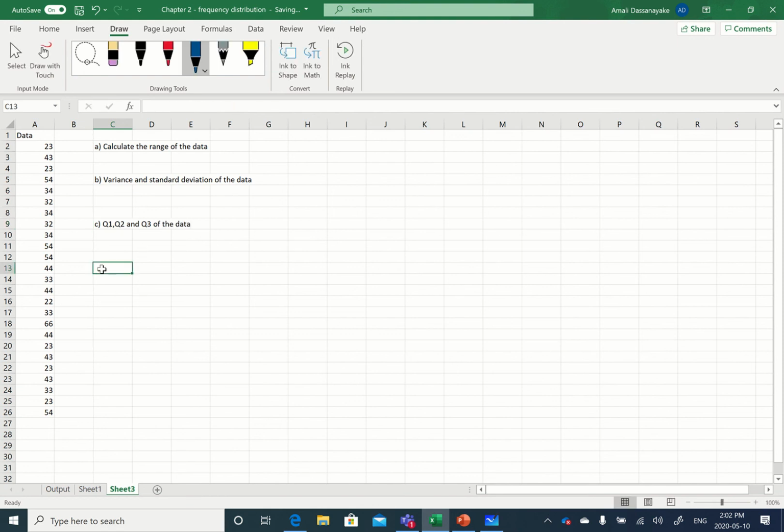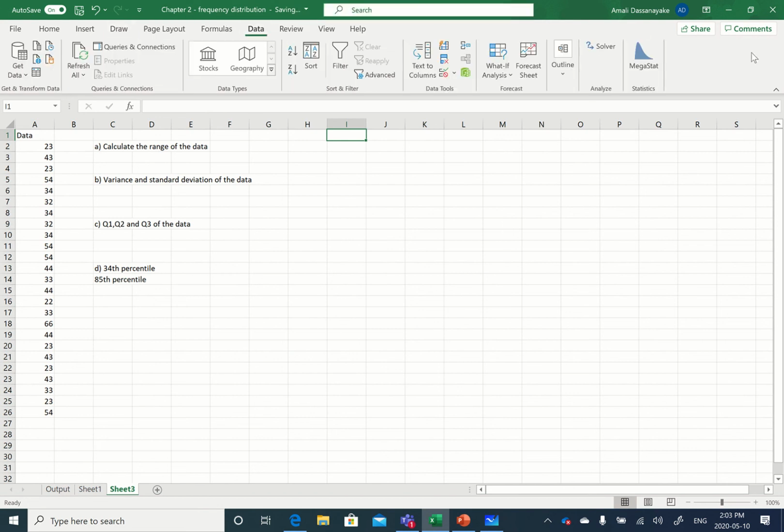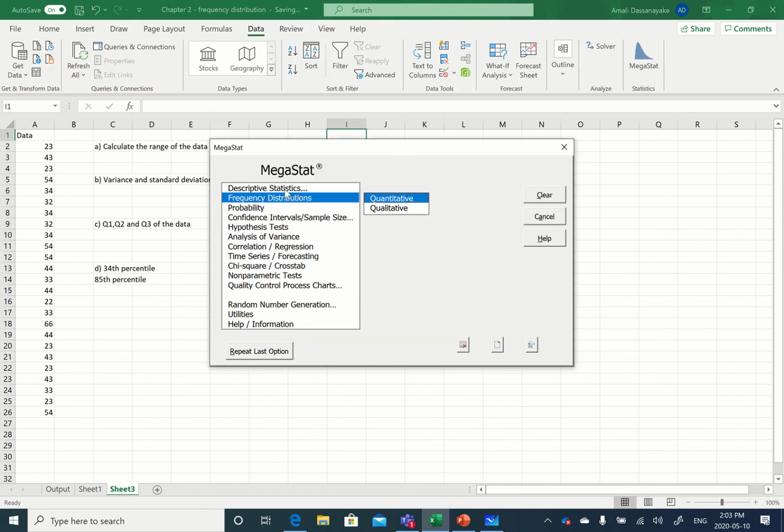and in part D, let's just randomly pick a few percentiles, let's say 24th percentile, and let's say I want 85th percentile. Okay, so let's do these calculations. Calculating the range, variance and deviation, and the quartiles can be done through Megastat. So go to Data tab, Megastat, Descriptive statistics.